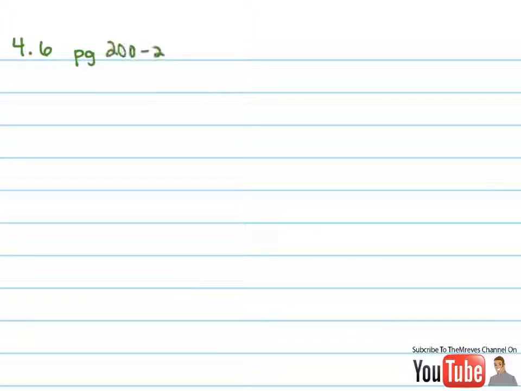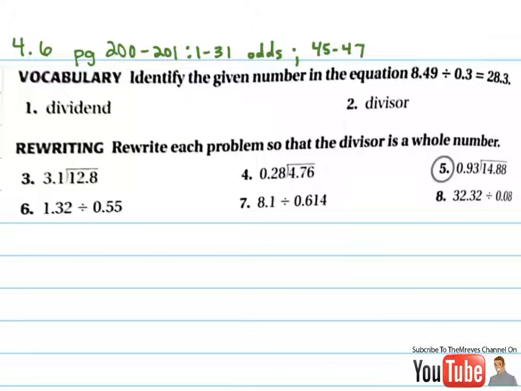Our assignment is page 200 and 201, 1 through 31 odds, 45 to 47. Now, I'm going to actually do 1 and 2 just to kind of explain it a little bit better.